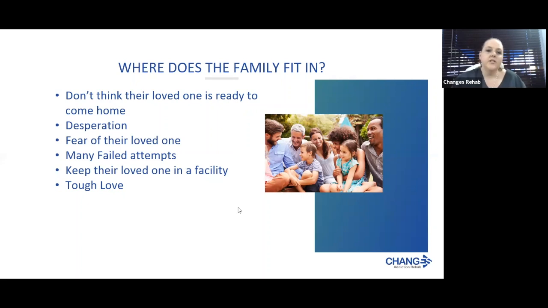And then, as I mentioned, it's the tough love, but also it's to keep your loved one in a facility so that you can also heal, because addiction is a family disease. It doesn't just affect the addict, it also affects their families and their loved ones. And if you know that your loved one is in a place of safety for some time, you guys can start to heal as a family as well, because you don't have to worry about them and you can start healing yourselves. Next slide, please.